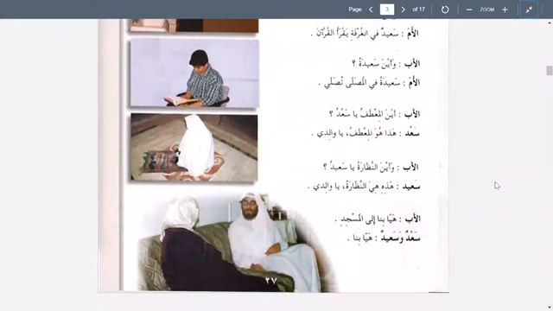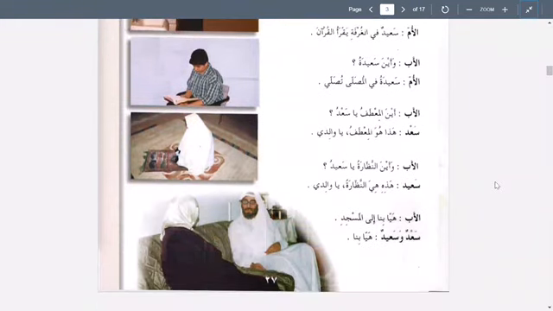And then the father asks, Wa aina nadharatu ya Sa'id? And where are the glasses? Nadhara means glasses. Ya Sa'id. Again, talking directly to his son Sa'id this time. And he answers and says, Hadhihi hiya an-nadharatu ya waladi. These are the glasses, oh my father.